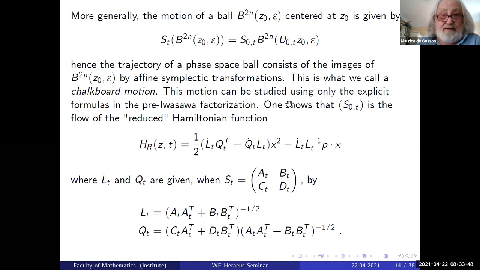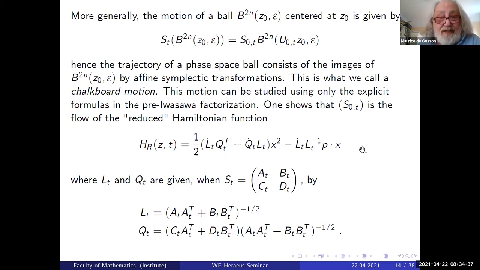So this motion can be studied using only the explicit formulas in the Iwasawa factorization. And if you do some calculations using the formula given the Hamiltonian, knowing the symplectic isotopy, you can show that S_{0,t} is the flow of what I call the reduced Hamiltonian function H_R(z,t). Observe this. This is very nice and surprising. It means that you can actually replace the full Hamiltonian H by a Hamiltonian where you do not have any kinetic term. There's no term in p squared here. It is as if this kinetic term had been absorbed by the symplectic rotation.